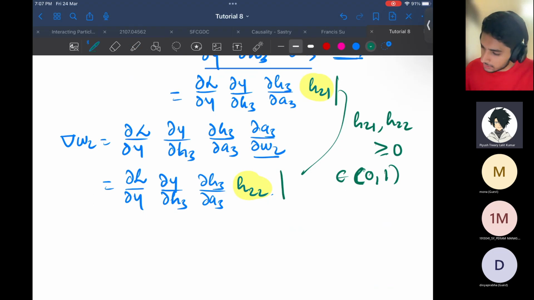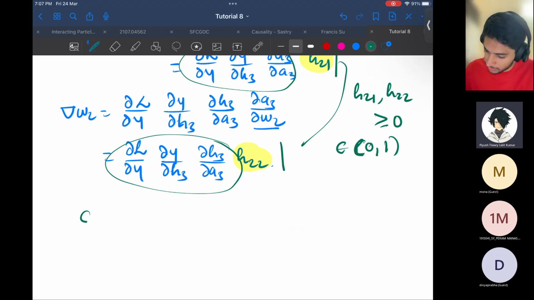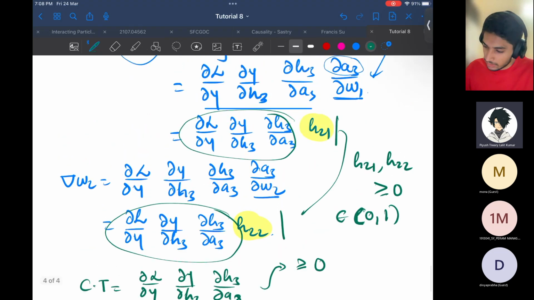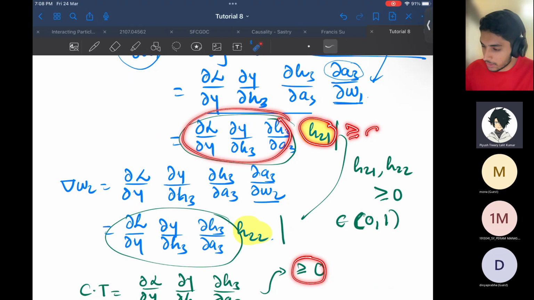Now this term that is here and this term that is here are common in both the gradients, right? So let's call it some common term CT. This is del L by del Y by del H3, del H3 by del A3. This is the common term. If this is greater than or equal to 0, then this term is already positive, so this will also be greater than or equal to 0.